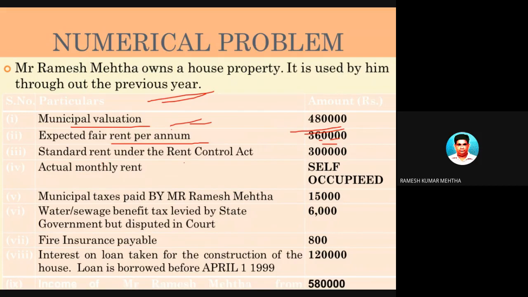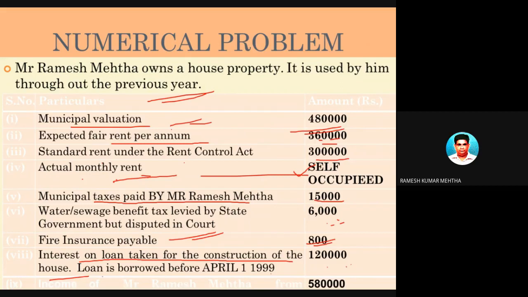Standard rent is 3 lakhs, and actual monthly rent is self-occupied. Now this is a case of self-occupied house property. Municipal taxes paid by Mehta is 15,000 rupees. Water, sewerage, other expenses incurred by the owner during the financial year 2017-19 towards the house property is 6,000 rupees. Fire insurance paid by him is 8,000 rupees, and interest on loan taken for the construction of the house property, and the loan is borrowed before 1999.